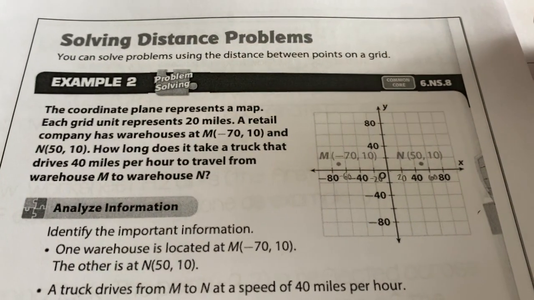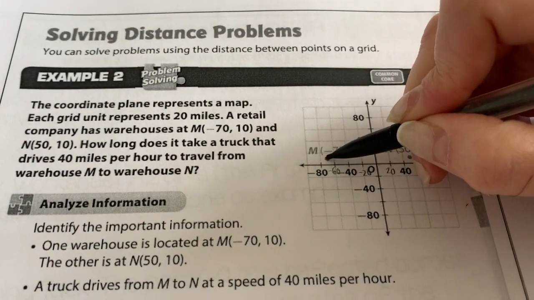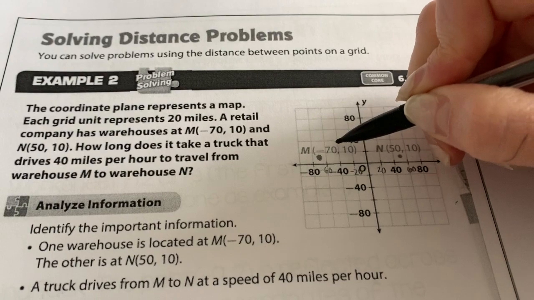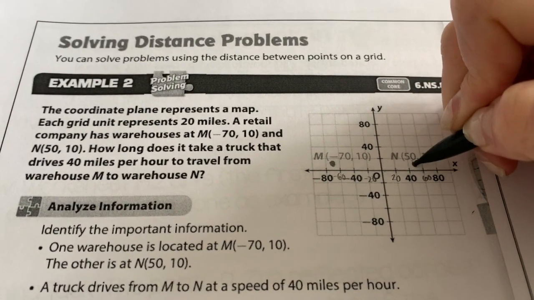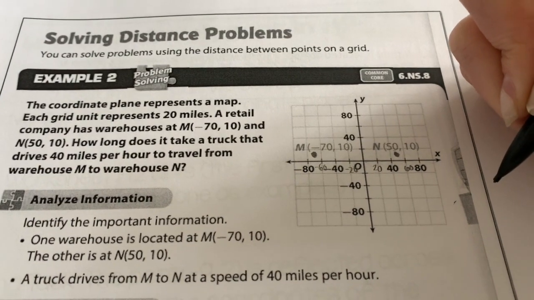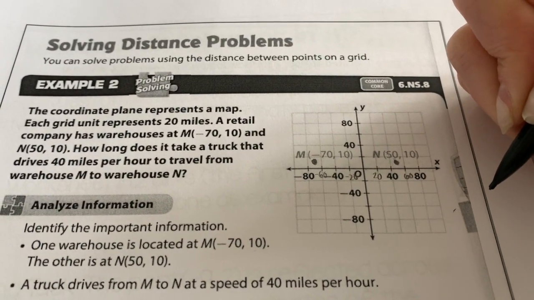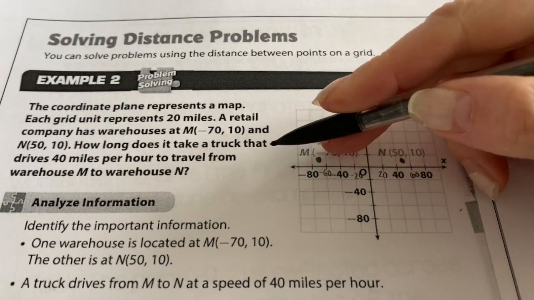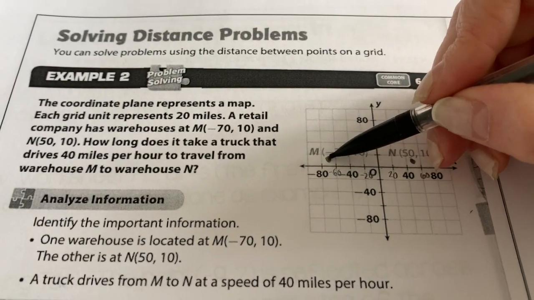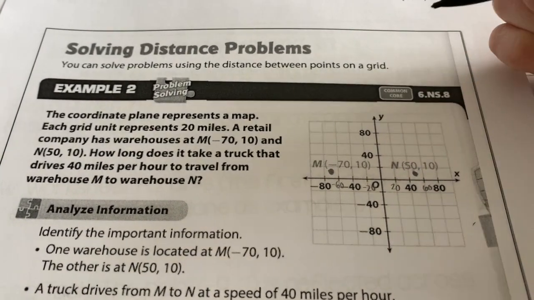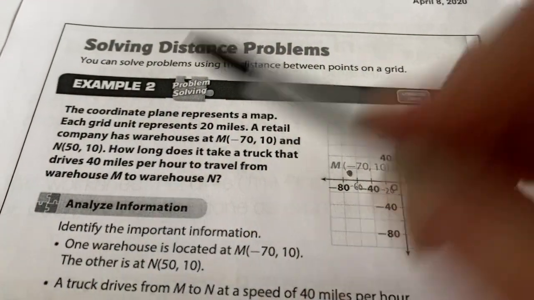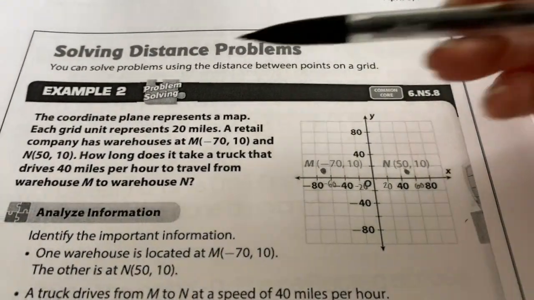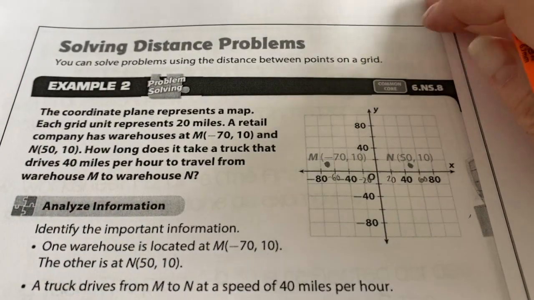So a retail company has a warehouse at M, which is here, and that is negative 70 and 10. And then it also has one at point N, which is 50 and 10. So we want to figure out how long does it take a truck that drives 40 miles per hour to travel from M to N. So basically what we need to find is the distance. And once we know the distance, we have to figure out how long it's going to take if we're given that speed. Silly, but that's okay.